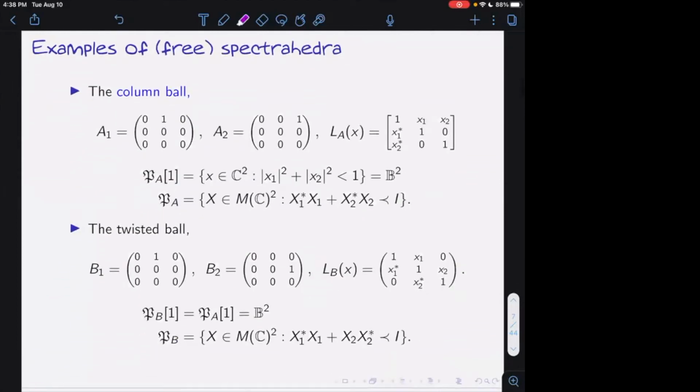Okay, and then a couple of examples. We had already looked here at what you might call the column ball, where we take this pair A1 and A2, and that gives us this linear pencil. If you look at the spectrahedron, this set here, what happens at level 1? We're looking at two-tuples of complex numbers, and it's simple to check, just a Schur complement argument, that it's just the unit ball in C^2.